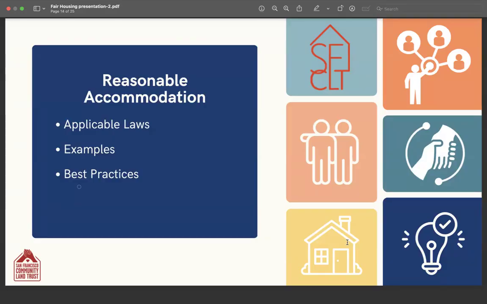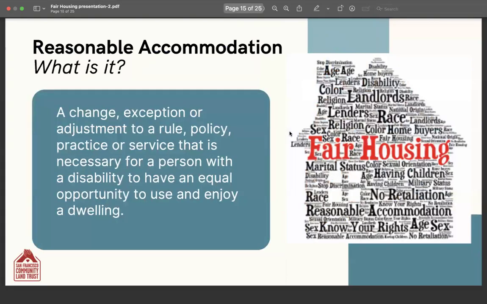All right, so now we are going to do a deep dive into reasonable accommodations, the legal infrastructure for that, some examples and best practices. But first, let's talk about what it is. A reasonable accommodation is a change, exception, or adjustment to a rule, policy, practice, or service that is necessary for a person with a disability to have an equal opportunity to use and enjoy a dwelling.